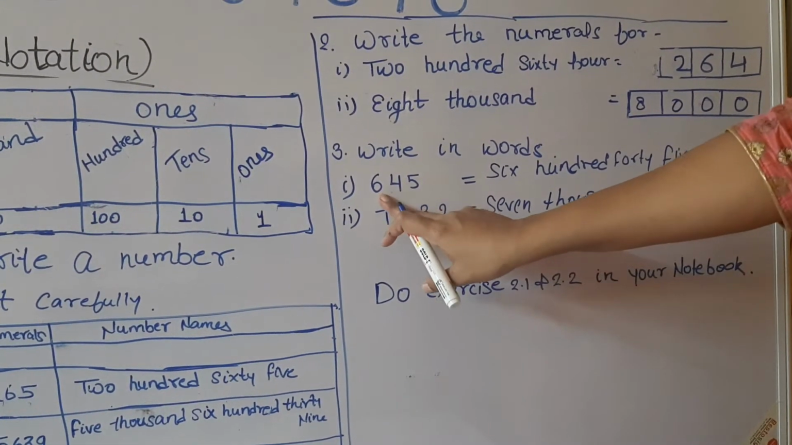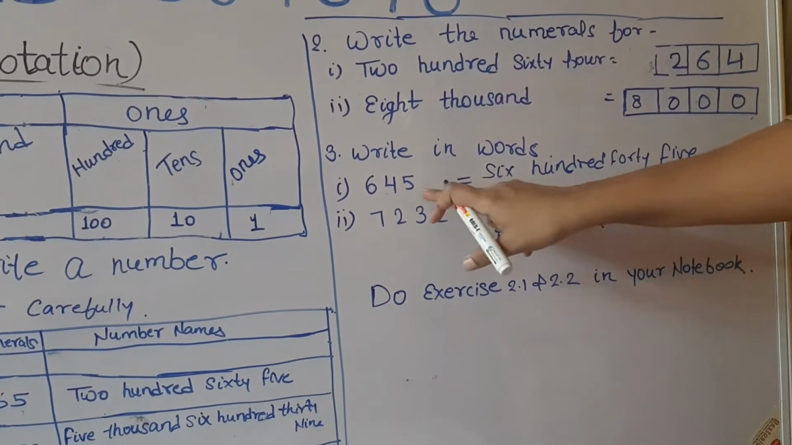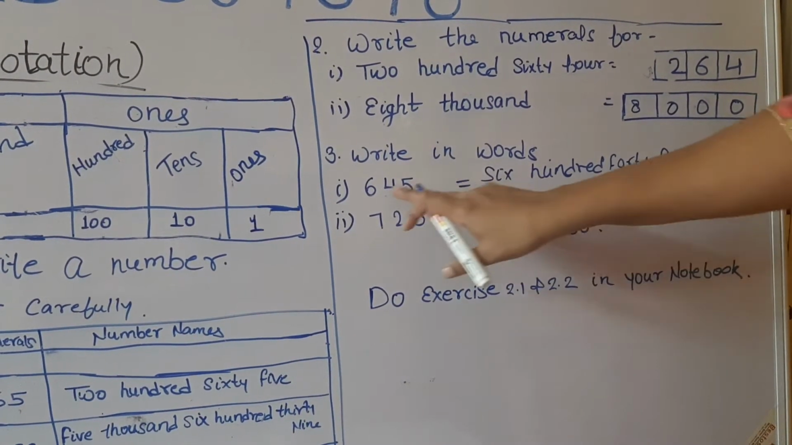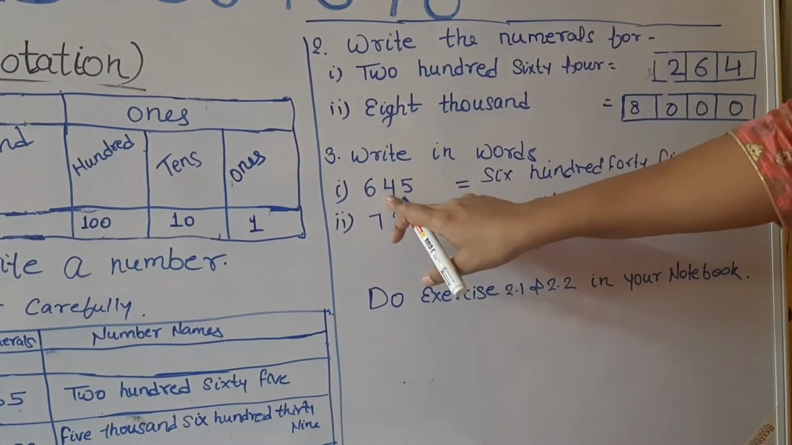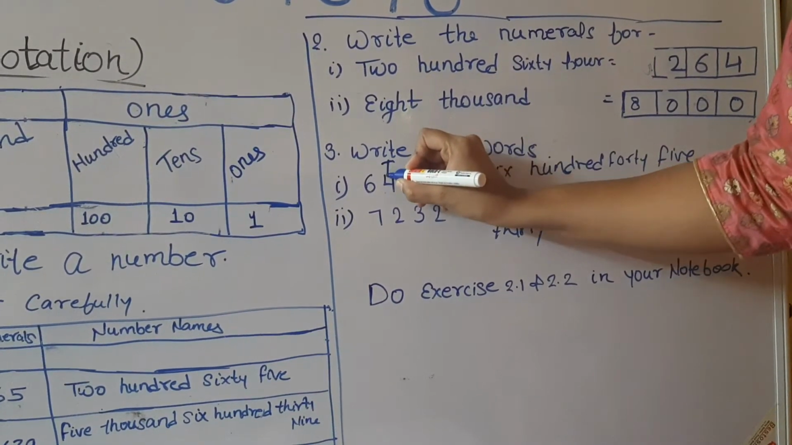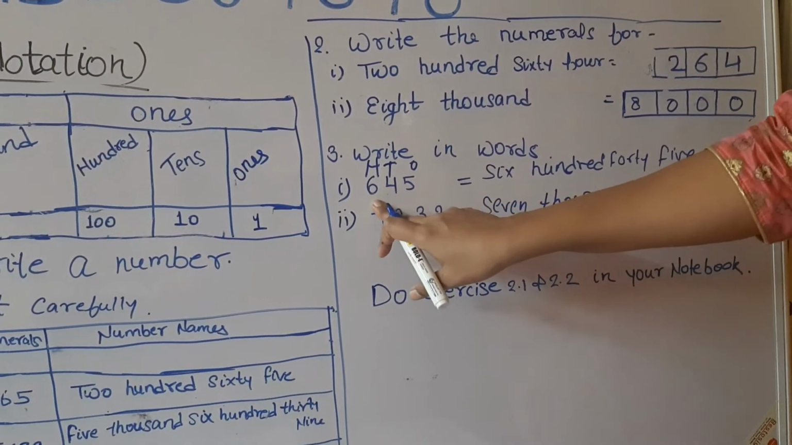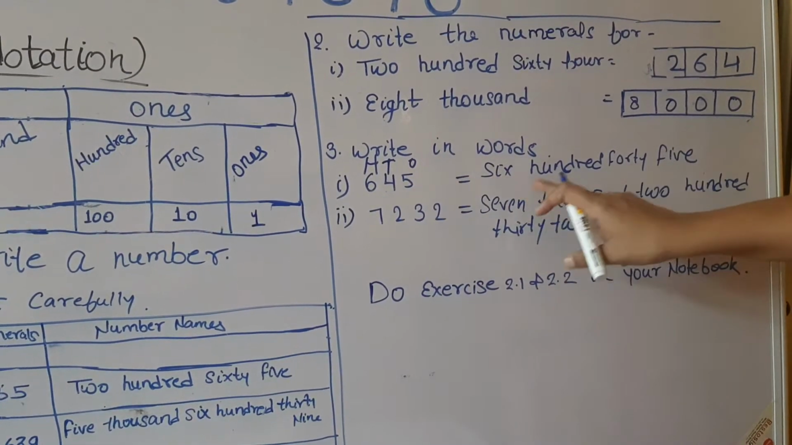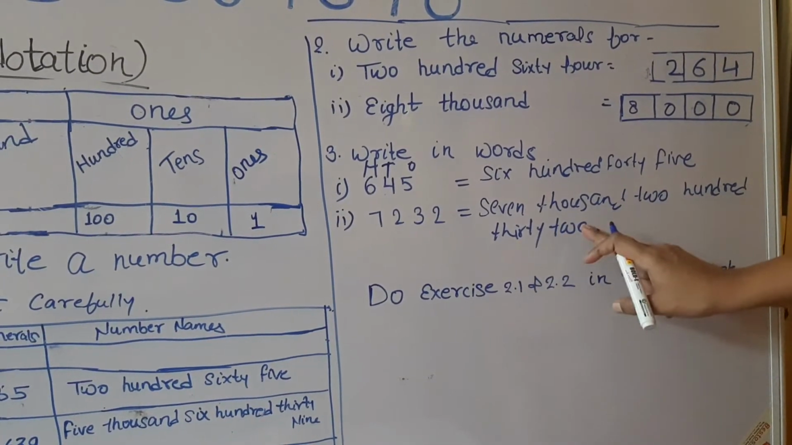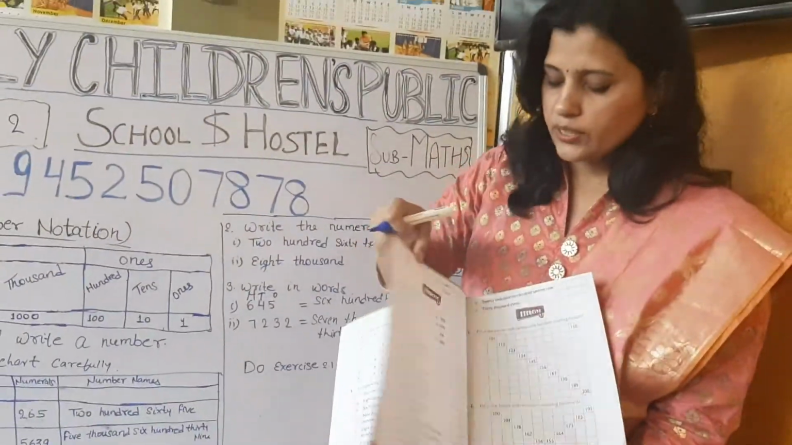And again here in the next question it has asked you to write the numerals into words, means number name. So this has given 645. You have to write the number name. What is on the ones place? 5. On tens, 4, and on 100, 6. Ones, tens and 100. So this makes 645. The next example is for you, 7232. Similarly in your book you have exercise 2.1 and 2.2.